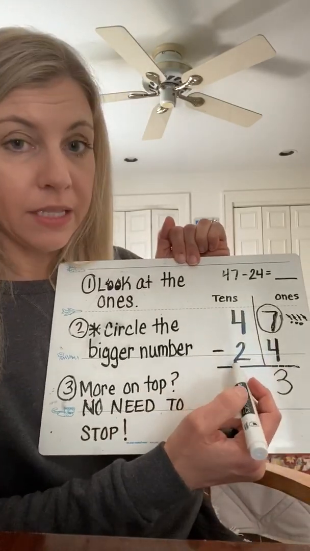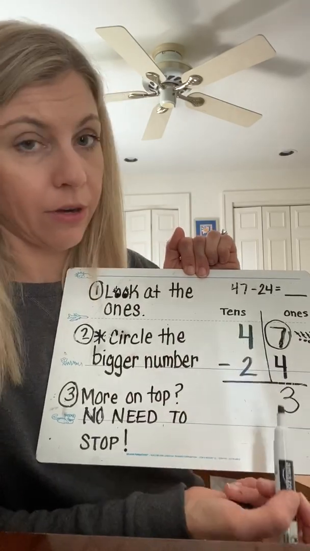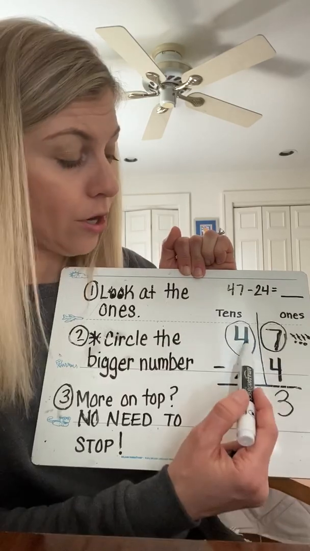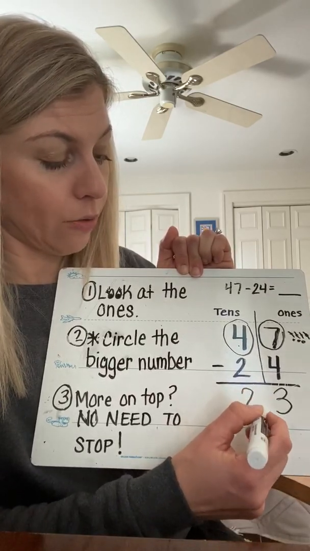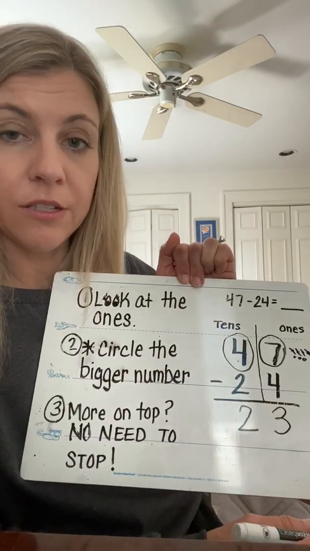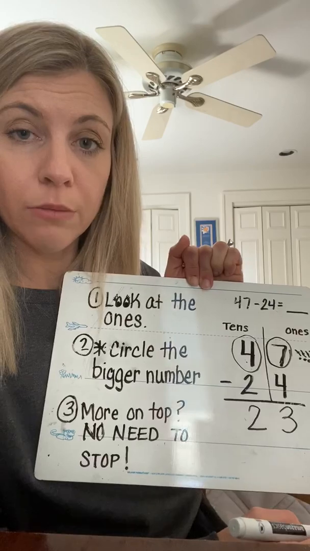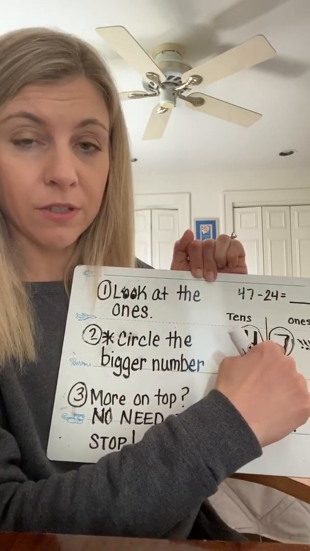Then I move over to my tens. Since there's nothing in the 100 spot, I know that my bigger number is going to be on top, but if you like to, you can still circle that bigger number. 4 take away 2, more on top, no need to stop. 4 take away 2 is 2. My answer is 23. That's how we do 2-digit subtraction if there's more on top and I don't have to borrow any.